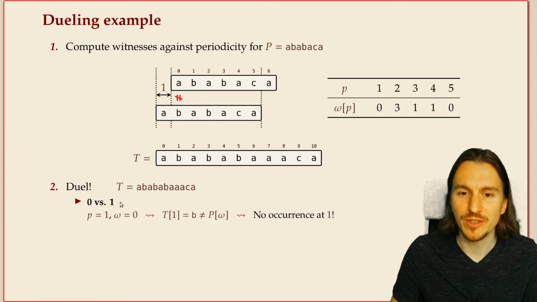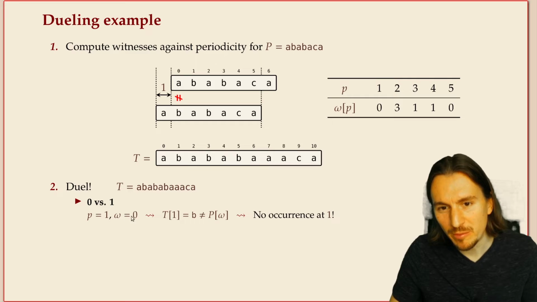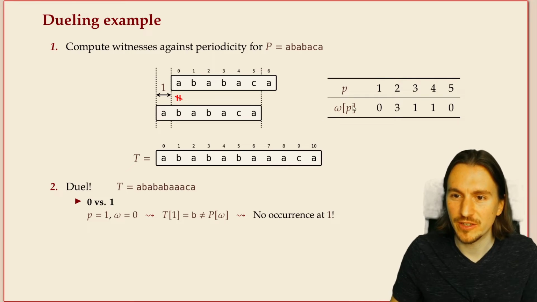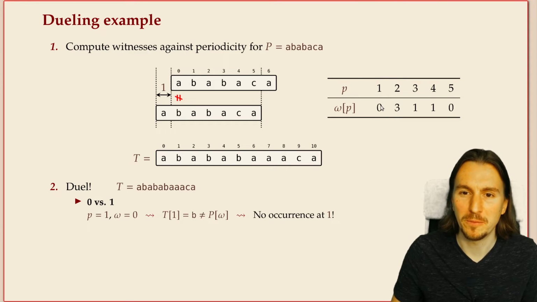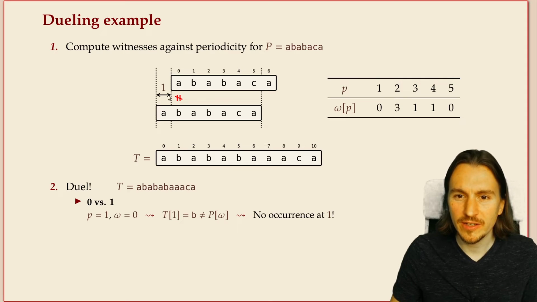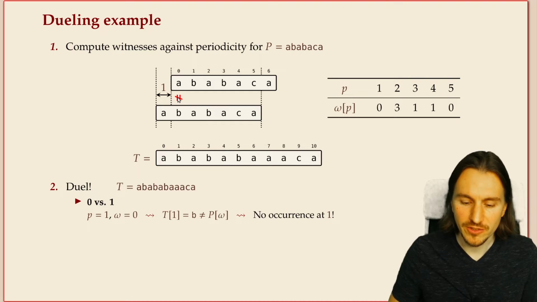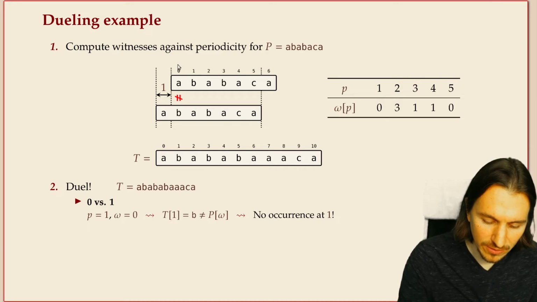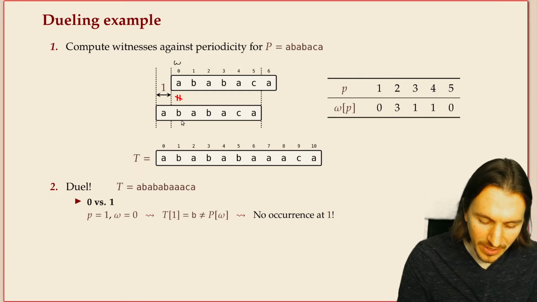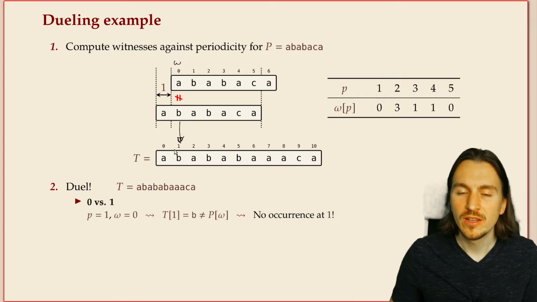Well, the distance between those two is 1, so that's a p of 1. The period that we would need is 1. We don't have that period. Here's your witness against that periodicity. It's just the entry from that table. And look here, I aligned the text with the two potential matches. And you see that here's our witness. This is our omega. And now we look in the text at this very position.